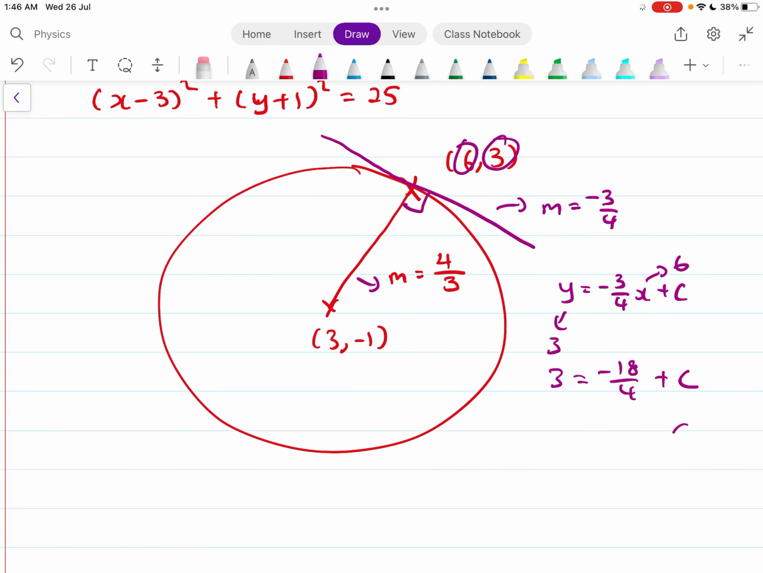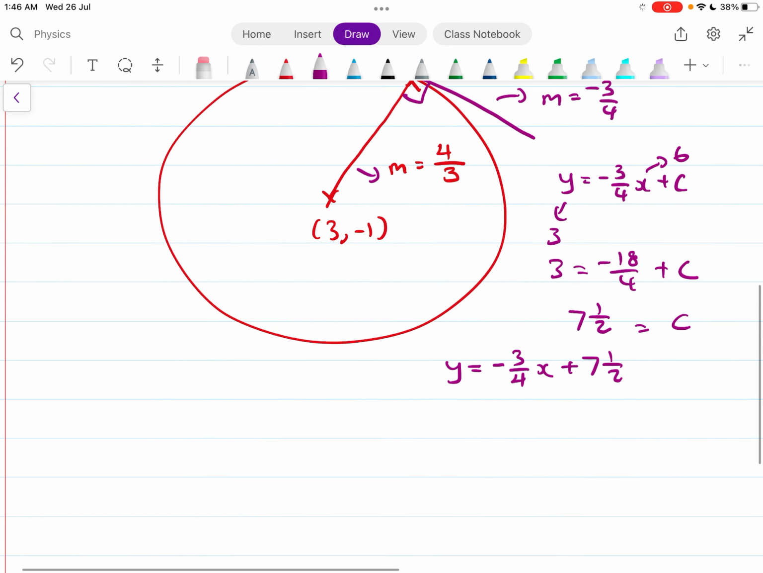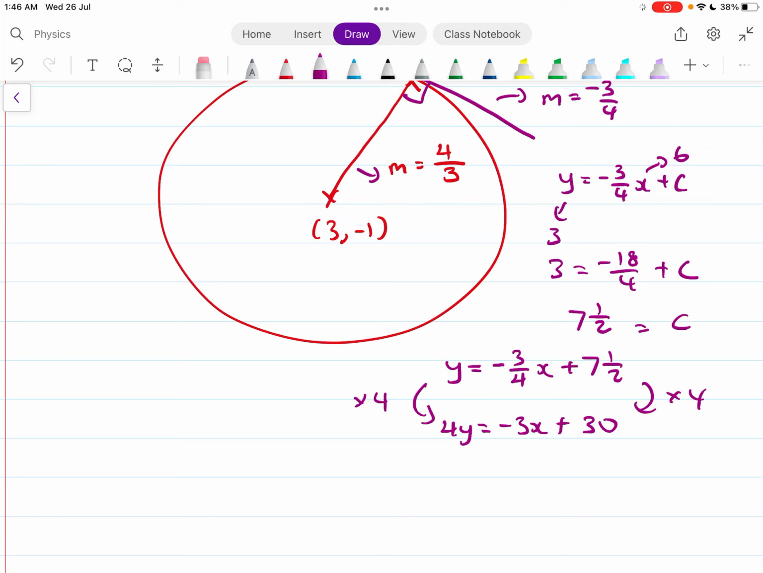So c is equal to 3 plus 18/4, so it's 7.5. So y is equal to -3/4 x plus 7.5. So you just need to times 4 throughout. So times 4 and times 4 throughout. So this will give you 4y equal to -3x plus 30. Move everything to the left hand side, and you show already. So it's 3x plus 4y minus 30 equal to 0.